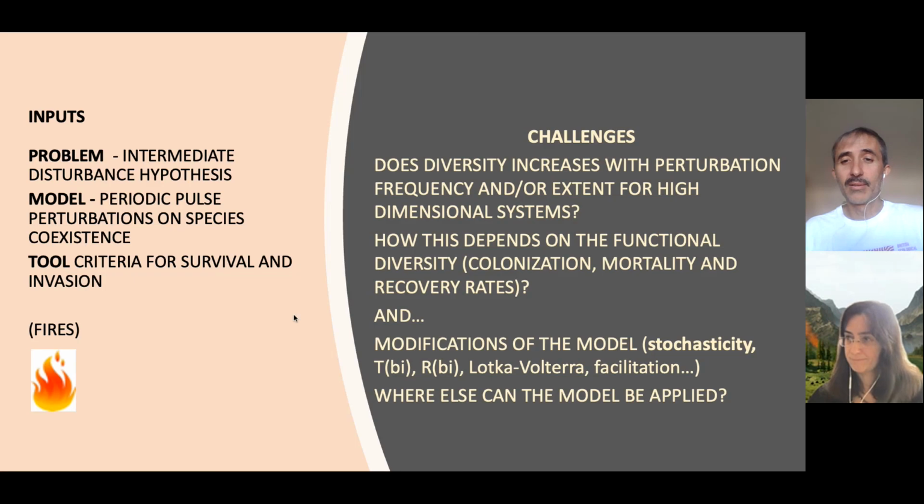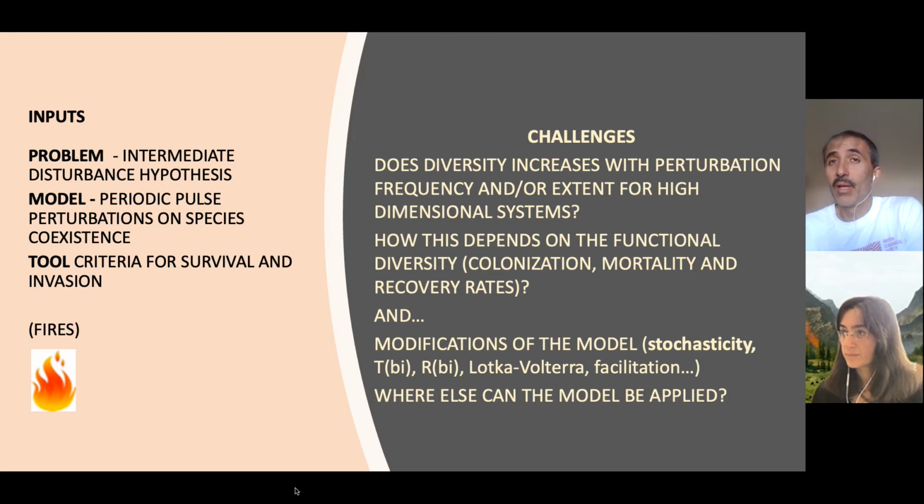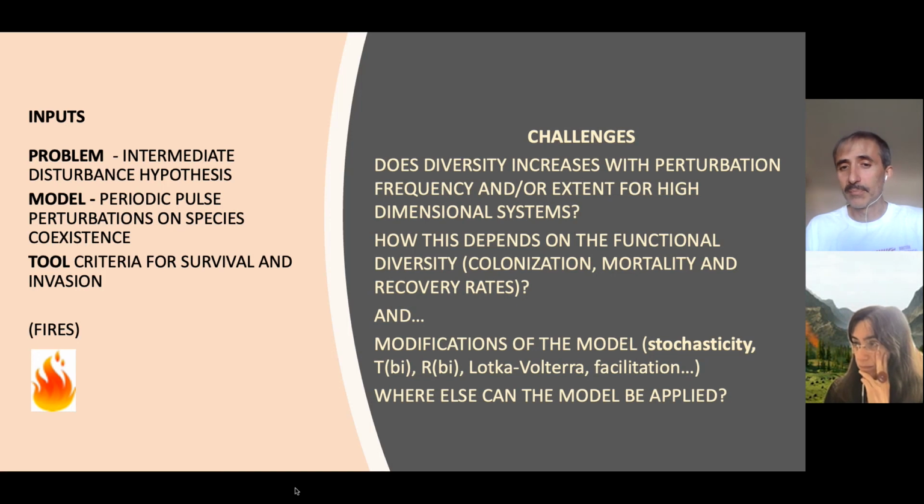Next. So that's the challenge. We have the input we have explained: the problem of the intermediate disturbance hypothesis, a model to do that, and an analytical tool to simulate how mainly fires work. And we want to understand if diversity increases with perturbation, with the 2 characteristics of pulse perturbation, the frequency and the extent of the perturbation, for high dimensional systems, and how this depends on the functional diversity and certain traits of the species: the colonization rate, the mortality, or the recovery rates after fires.